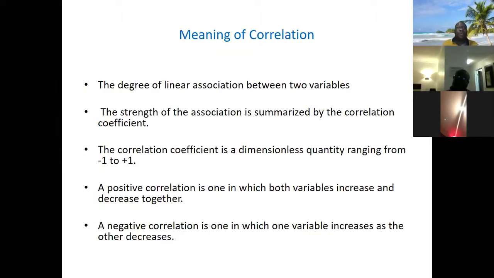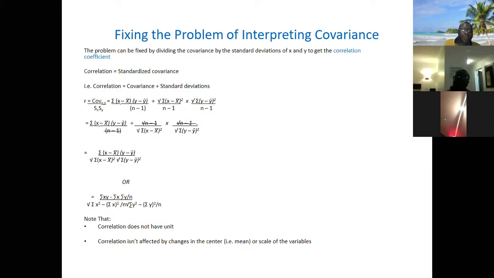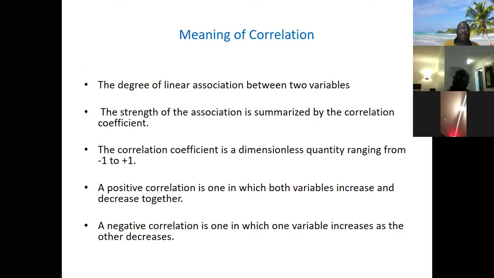Now, let's move on. The meaning of correlation now. The degree of linear association between two variables. The strength of the association is summarized by the correlation coefficient. What we just got from covariance now is the correlation coefficient. There is a type. We'll discuss that one further. The correlation coefficient is a dimensionless quantity ranging from -1 to +1. I already said it is dimensionless. It has no unit. A positive correlation is one in which both variables increase and decrease together. A negative correlation is one in which, as one variable increases, the other decreases.